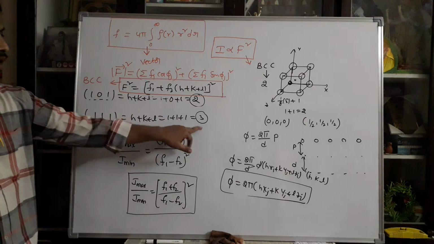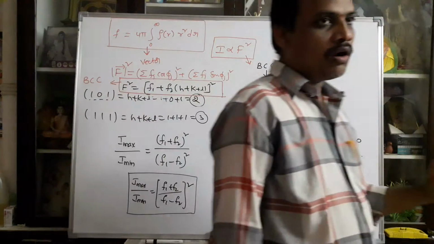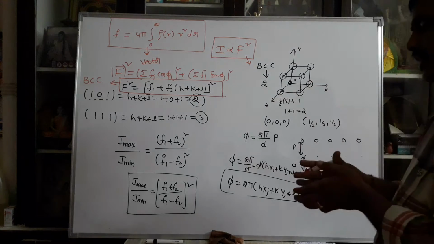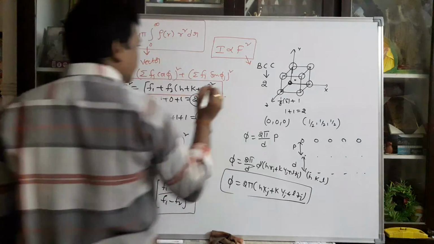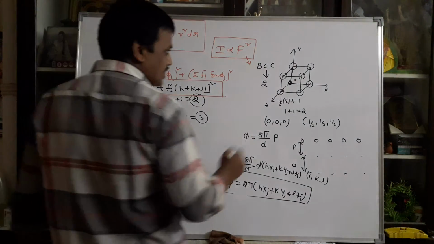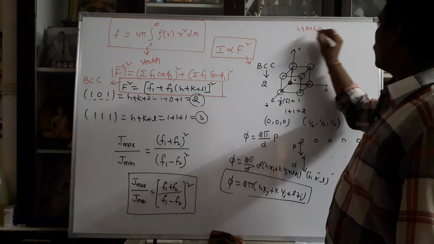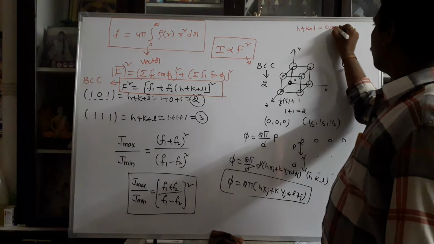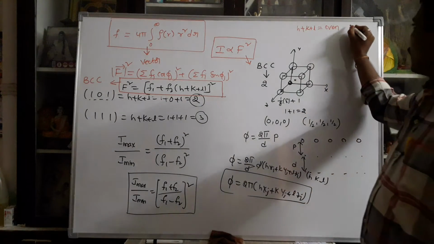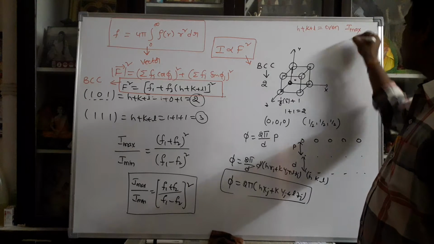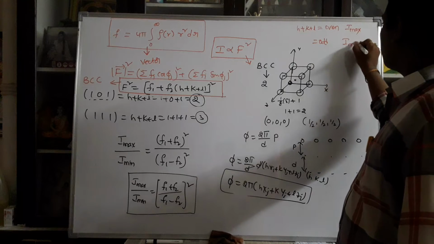1 1 1 gives 3. So the sum of the Miller indices is either even or odd. Suppose the result is even, then they have the maximum intensity. You add the h plus k plus l value, and if the value is even, nothing but 2, 4, 6, 8, 10 and so on, the intensity value is maximum. In a similar way, if it is odd, the intensity value is minimum.